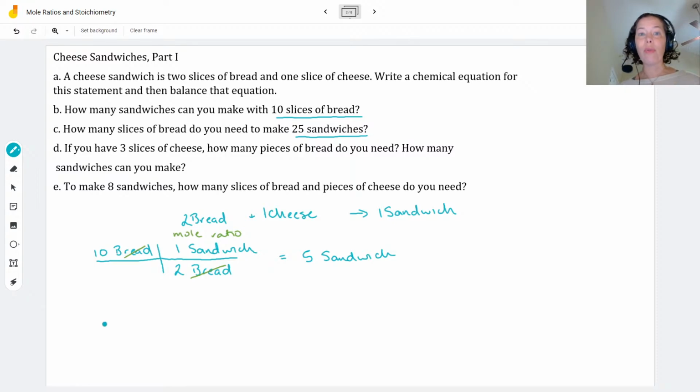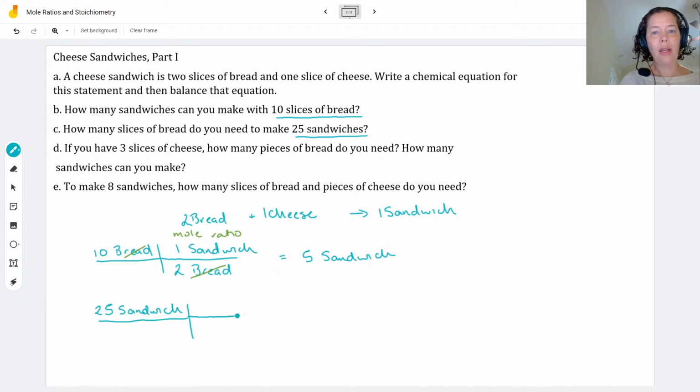Okay, so we're going to start with what we're given. We were given 25 sandwiches. So this is 25 sandwich. Now, we want to move between sandwich and bread. So we need the mole ratio between sandwich and bread again, which is the same thing. It's just a 2 to 1. Or you can think of this as a 1 to 2 ratio. It doesn't matter how you think about it. Again, you've already done this in your head, and you know that it doesn't work out evenly, but that's all right. We just want to see how the math plays out when we write it down.